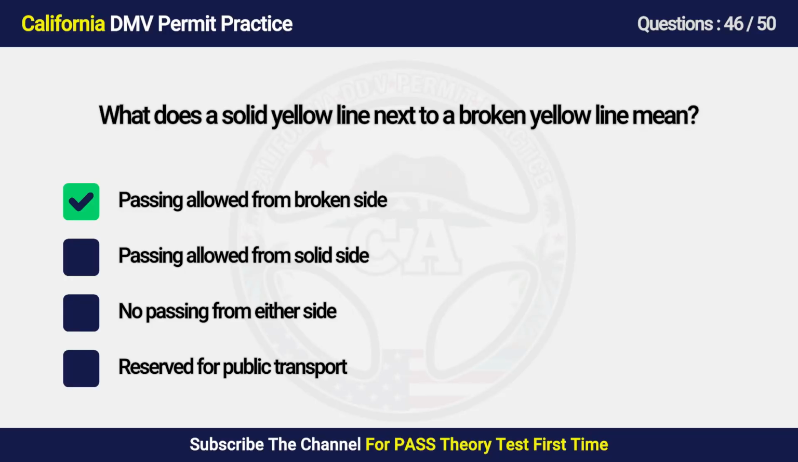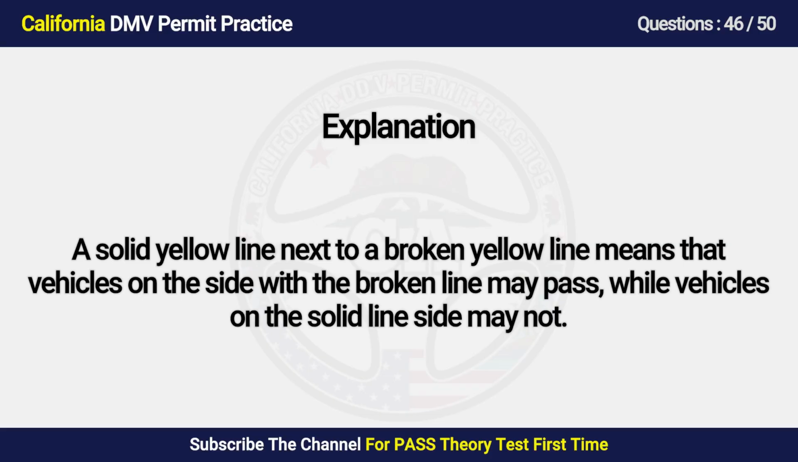Answer is A. Passing allowed from broken side. A solid yellow line next to a broken yellow line means that vehicles on the side with the broken line may pass, while vehicles on the solid line side may not.